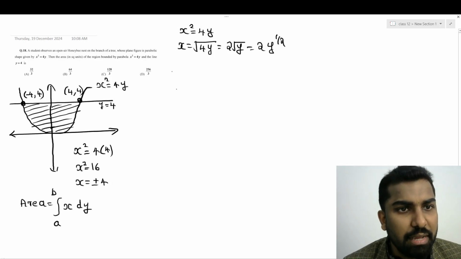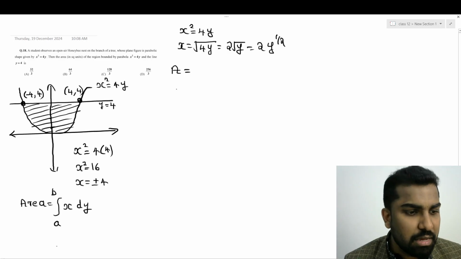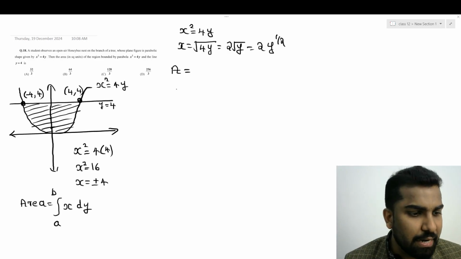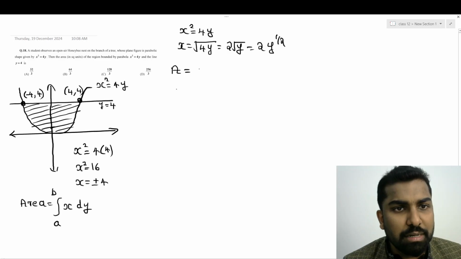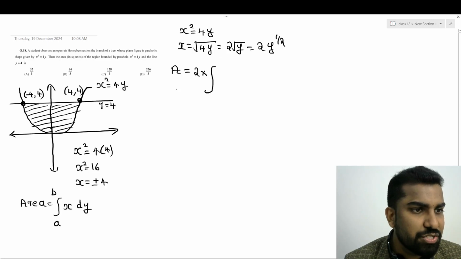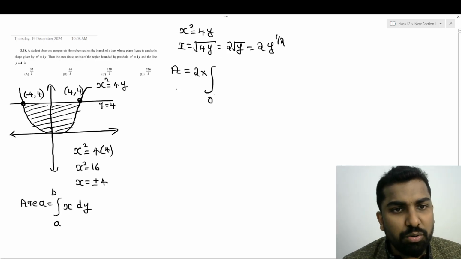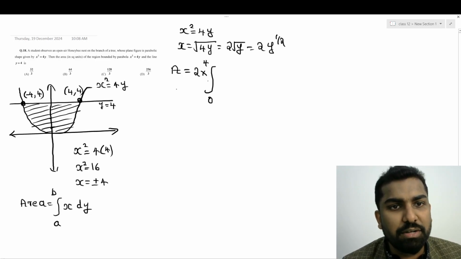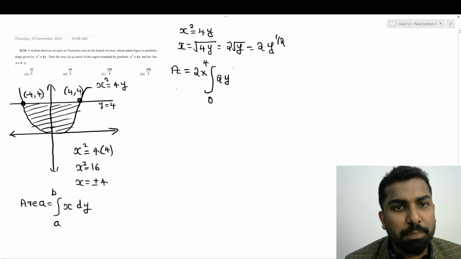So required area will be equal to, as I told, we are calculating the area of the one region, and this area you have to multiply with 2, you will get the entire area, right? So required area will be equal to 2 into integral, from where to where is this limit changing? From 0 to 4, definitely. So integral of 0 to 4 x dy. So x is 2 y to the power 1 by 2, so 2 y to the power 1 by 2 dy. This only we want to integrate.